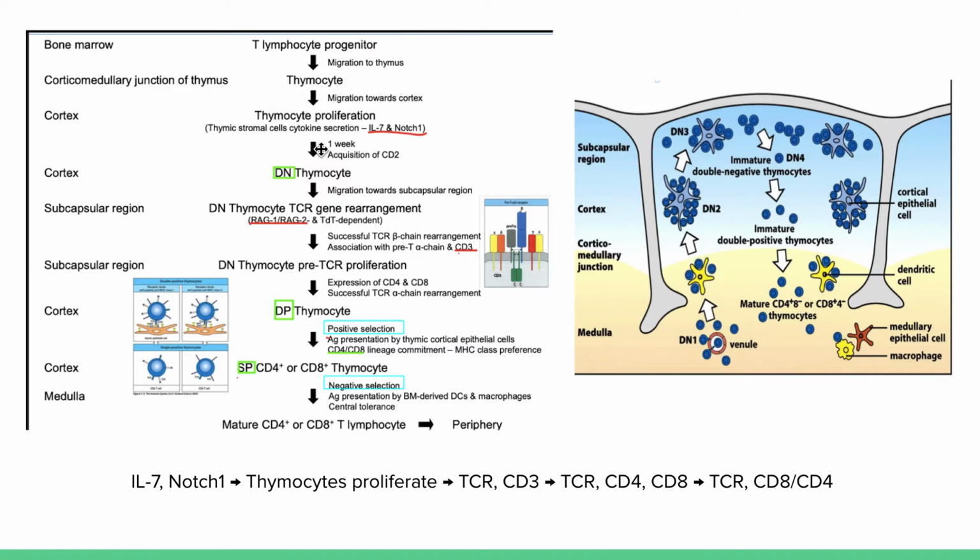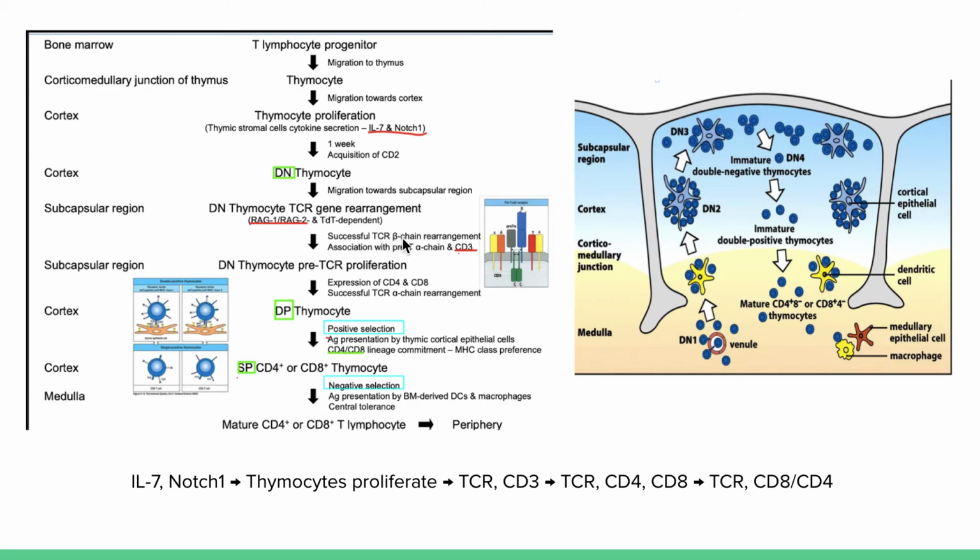Once we have thymocyte proliferation, the next we have is a double negative thymocyte, a thymocyte with no T cell receptor, to put it like that. This double negative thymocyte goes through TCR gene arrangement, or T cell receptor gene arrangement. Remember, for T cell receptor gene arrangement, the key players are RAG1, RAG2. Anytime there's gene rearrangement, who's the key player? RAG1, RAG2.